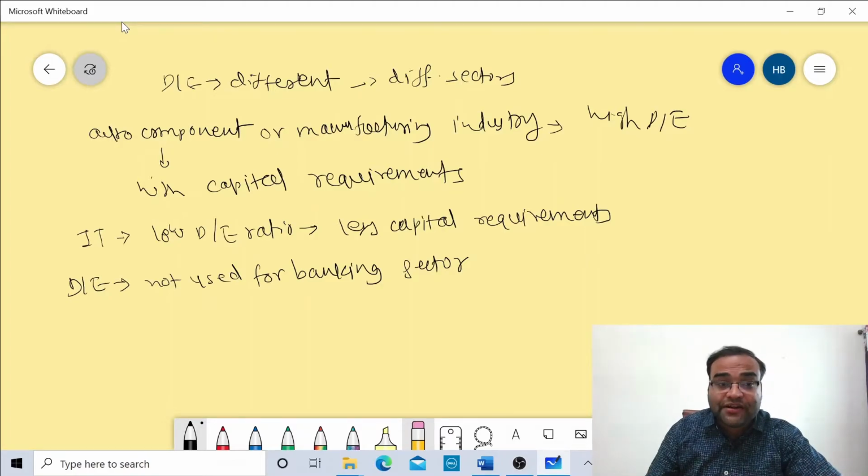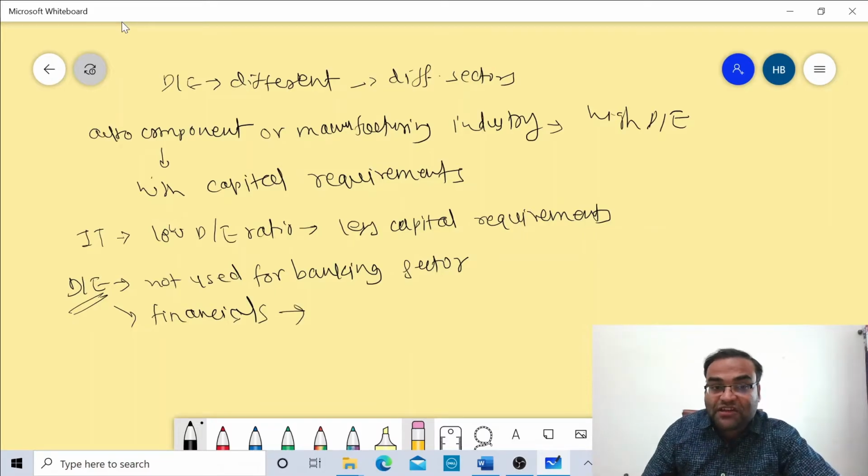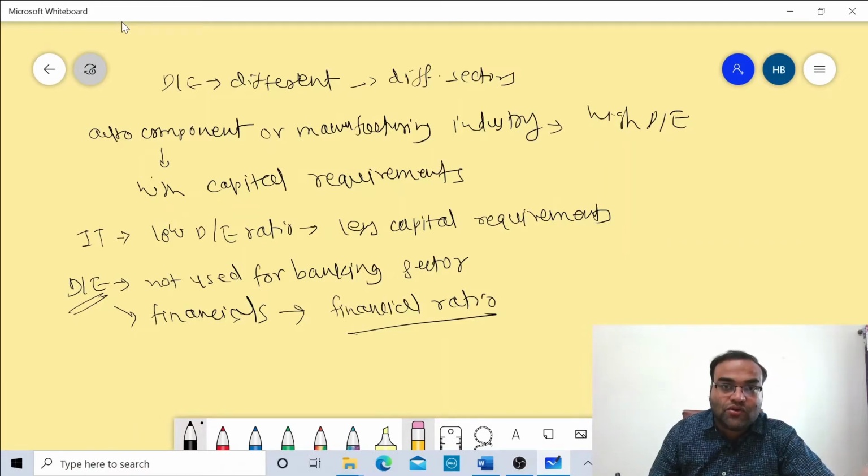So where can you find the D by E ratio? You can find it in the financial section of the company. Within financials, you will find ratio analysis. If you go to the financial ratio section of the company, then you will find the D by E ratio there.